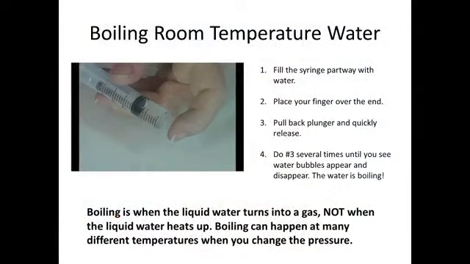Okay, for boiling room temperature water, you're going to need a syringe with no needle on the end. I got mine at the farm supply store in my town, but you can probably get them from doctor's offices. Just make sure there's no needle on the end because you're going to put your finger on the end. Here's what you want to do. First, look at the slide. You're going to fill the syringe partway with water, put your finger on the end, pull the plunger back quickly and release, and do it several times, and you'll start to see gas bubbles appear.